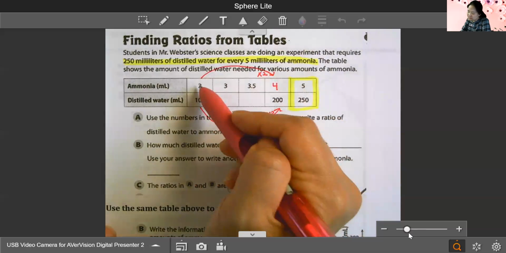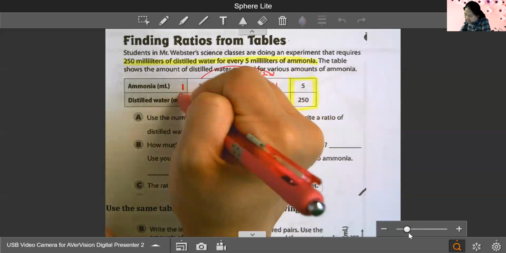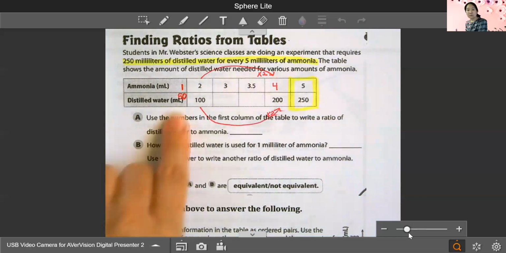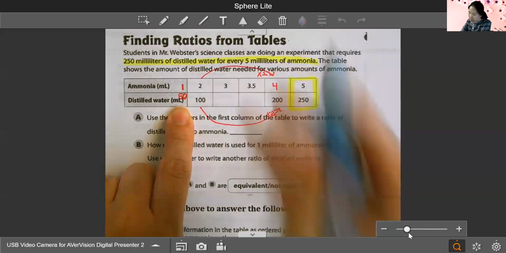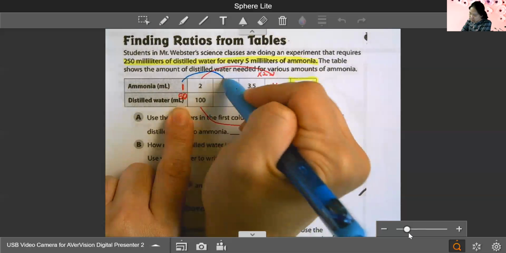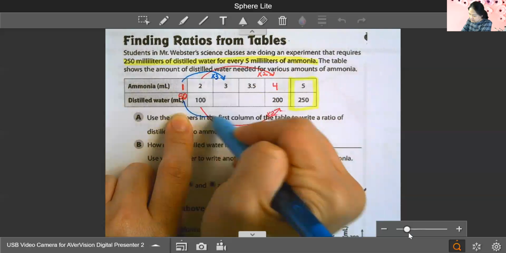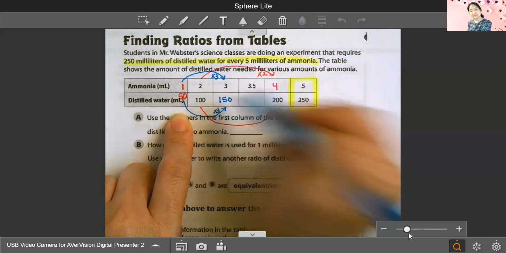So then 2 divided by 2 is 1. 100 divided by 2 is 50. And I'm actually going to work with that one. And you'll notice that that makes it actually a lot easier. For example, 1 times 3 is 3. So 50 times 3 is 150.